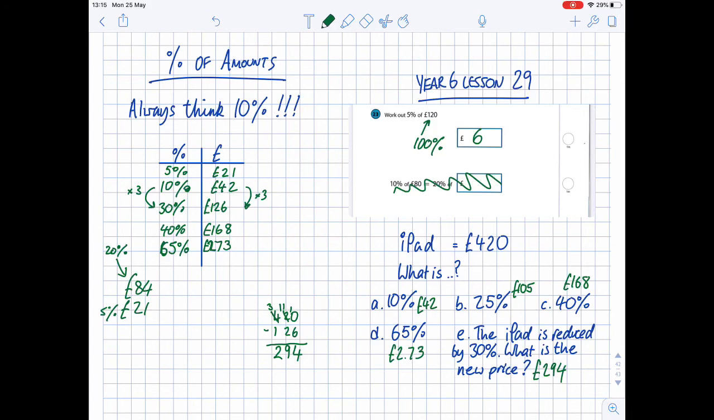If you got all of those right, absolutely brilliant, well done. Like I said, a few of them were quite challenging. Hopefully you used the method that I use, always working out the 10% first.